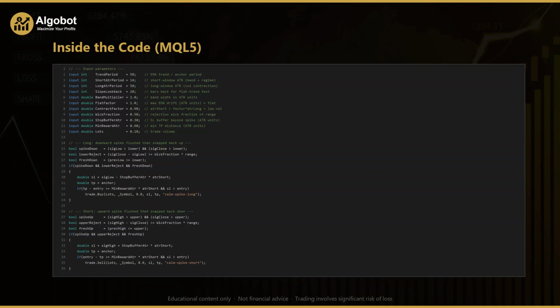BandMultiplier of 2 sets the bandwidth. FlatFactor and ContractFactor control the two regime gates. WickFraction controls the rejection tail, and stop buffer and minimum reward shape the stop and target.